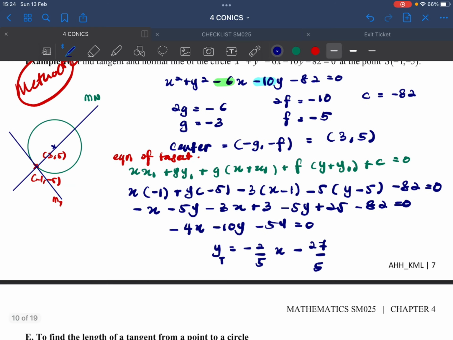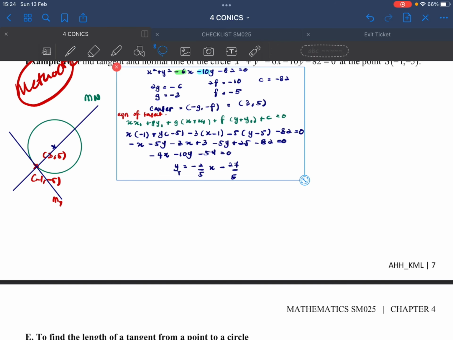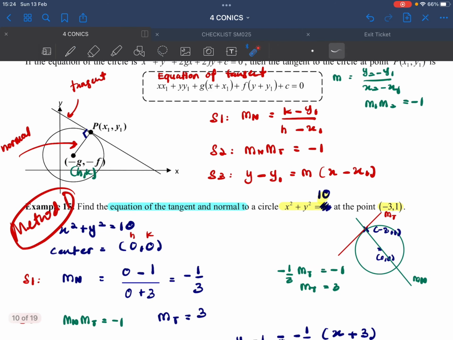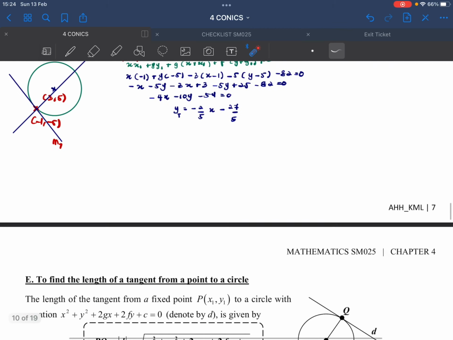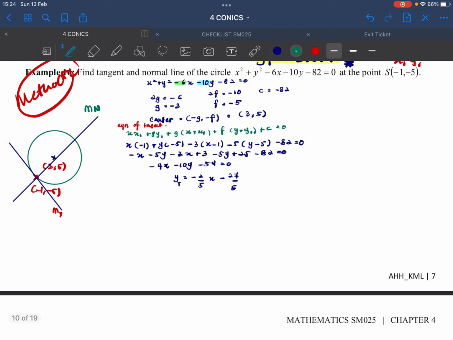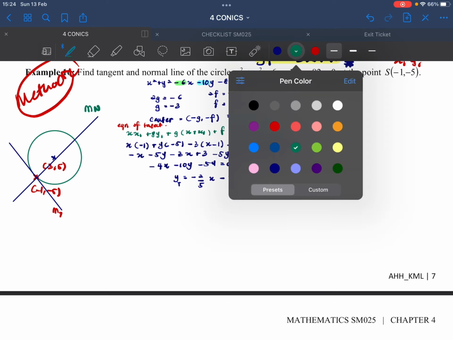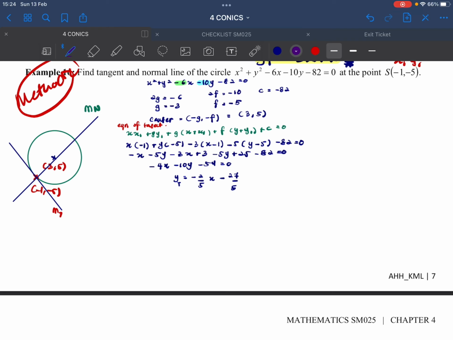Now the next part is we are going to find the equation of normal. Basically we are going to use these two steps here. You find the equation of tangent, so you already have this one here, so you have the gradient of tangent, so you can find the gradient of normal and substitute into this formula. From here, the equation of tangent has gradient negative 2 over 5. That means your gradient of normal is equal to positive 5 over 2. Invert it and change the sign, so here it will be positive.